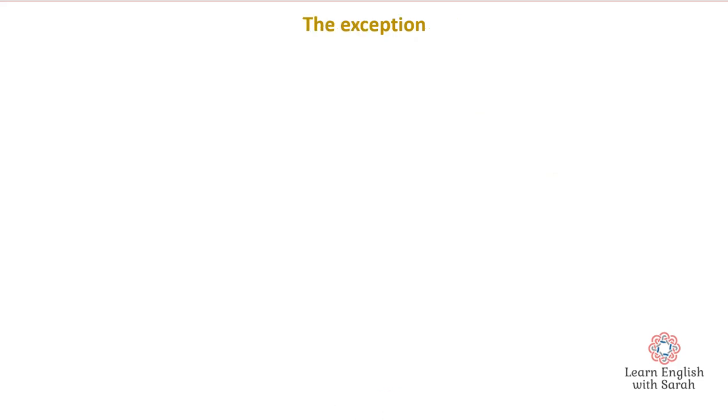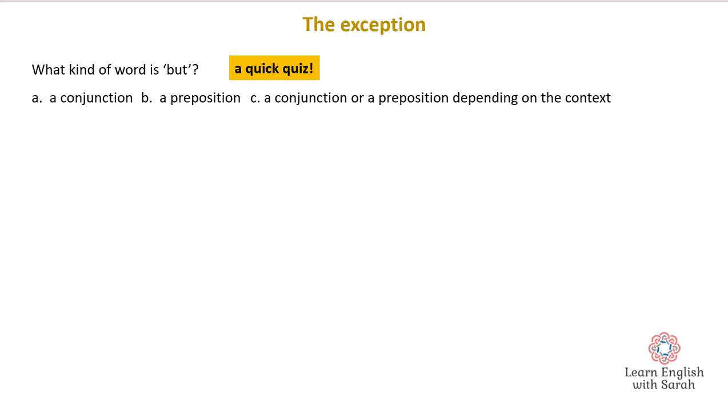Okay, and so now we're just going to quickly look at this one exception to the rule. And here's a very quick quiz for you. What kind of a word is but? Is it A, a conjunction, B, a preposition, or C, a conjunction or a preposition depending on the context? So have a little think about that.